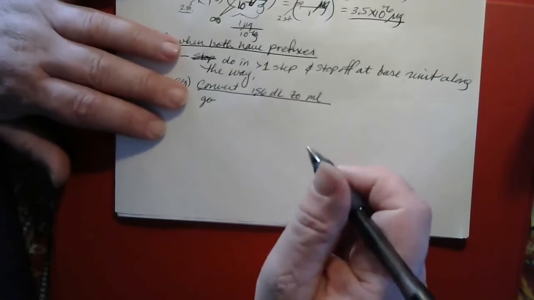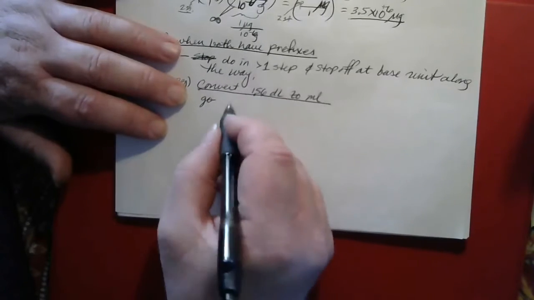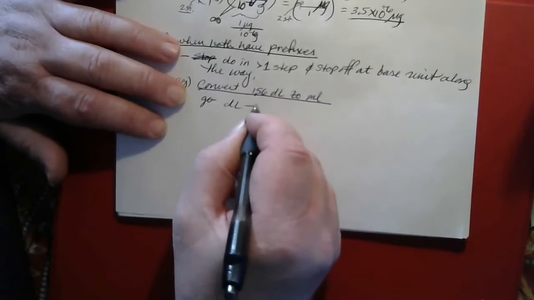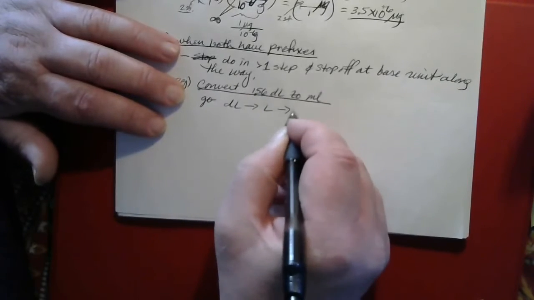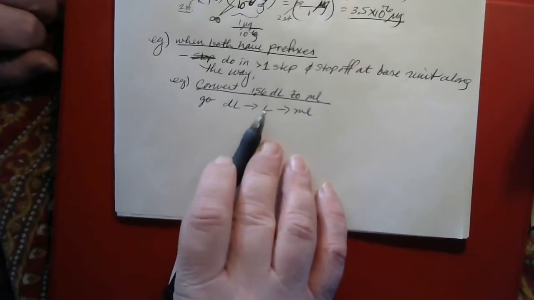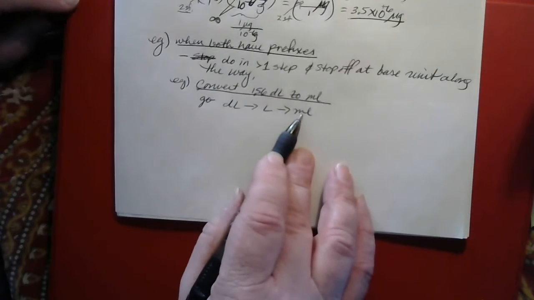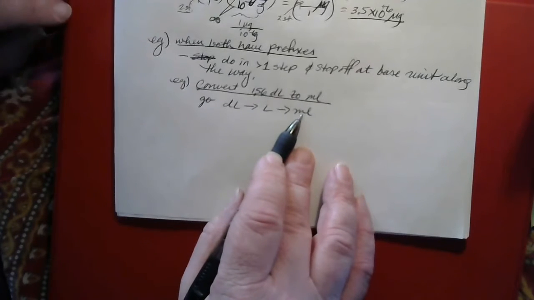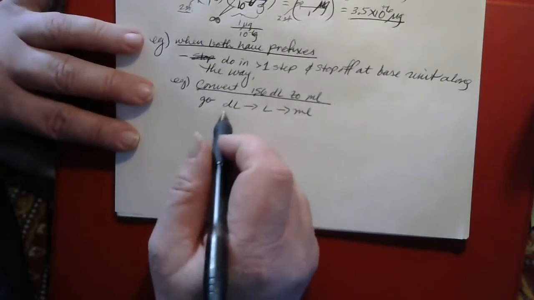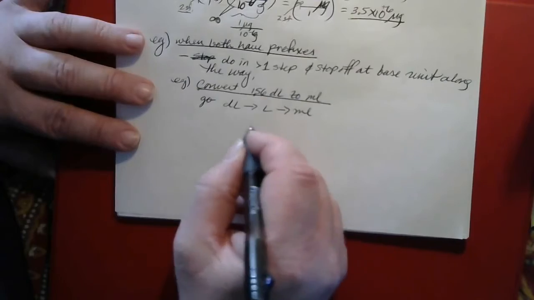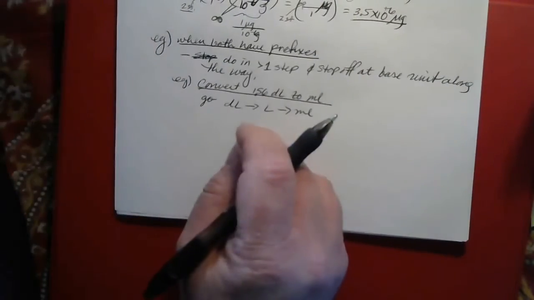The way you'd probably want to go on this conversion would be to go from deciliters to liters to milliliters. And this is what I mean by stopping off at the base unit. Go from one unit with a prefix to the base unit to the other unit with the prefix. So to go from deciliters to liters, we need the relationship between deciliters, or deci, and the base unit.